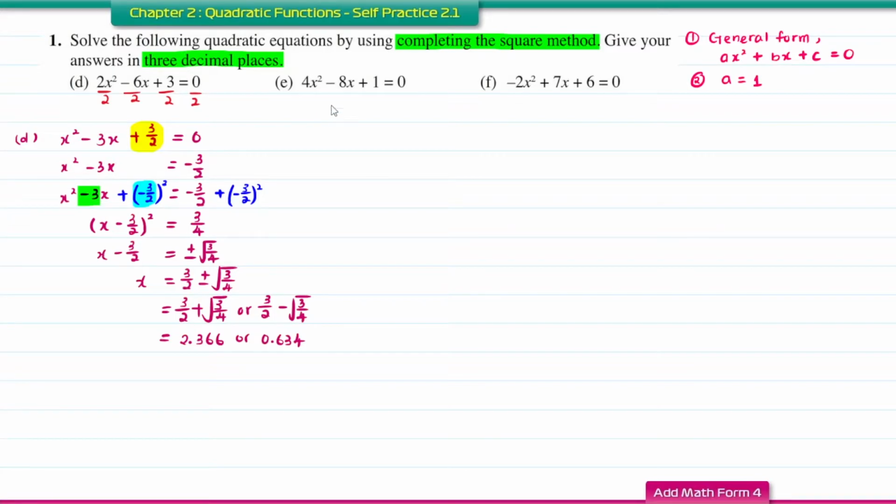Question E. So 4x squared minus 8x plus 1 equal to 0. So this equation has been written in general form, but the a is not equal to 1. Therefore, we're going to divide all of the terms with number 4. So for the e, next you're going to have x squared minus 2x plus 1 over 4 equal to 0. Next, move the c to the other side.